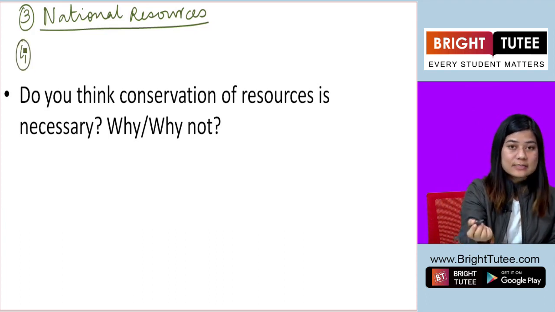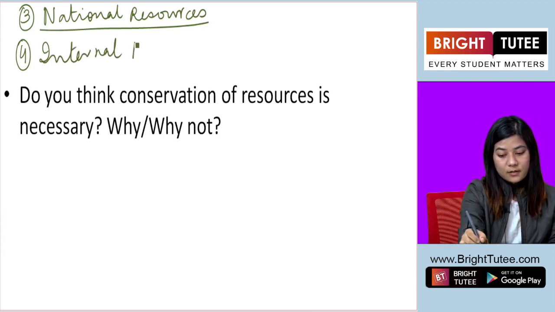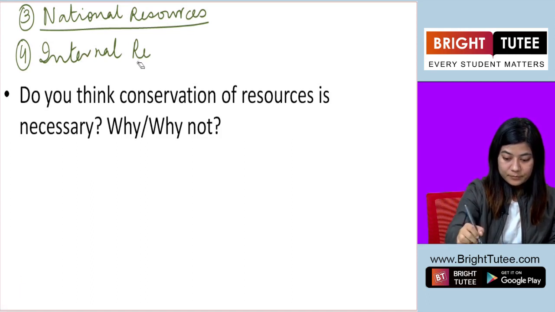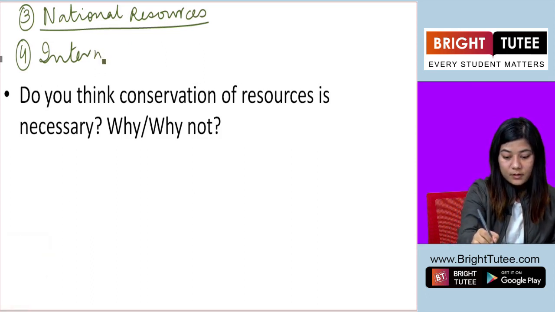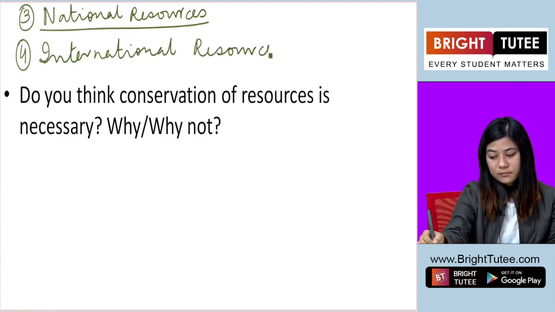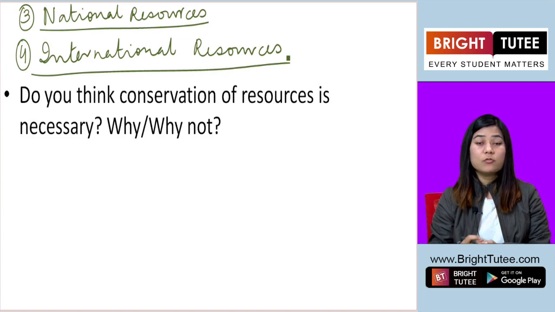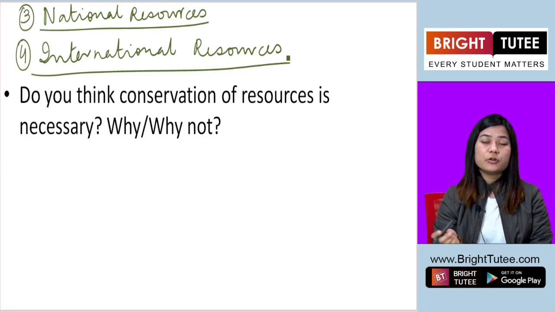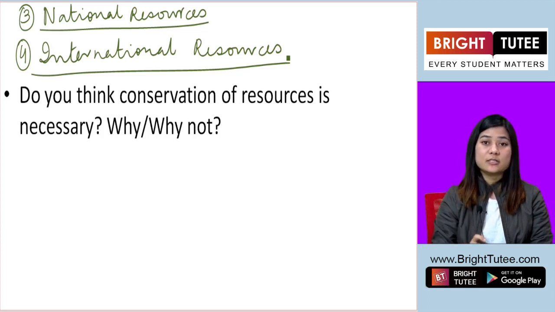And the fourth and the last category is international resources. So international resources are those resources which are owned by the international institutions, and they cannot be used or utilized without prior permission or grant of permission by these international institutes.